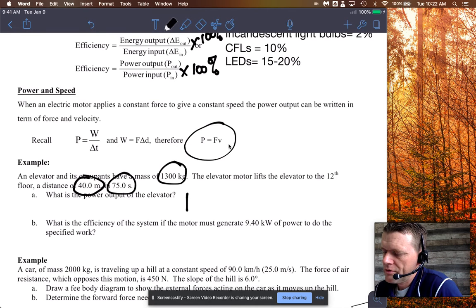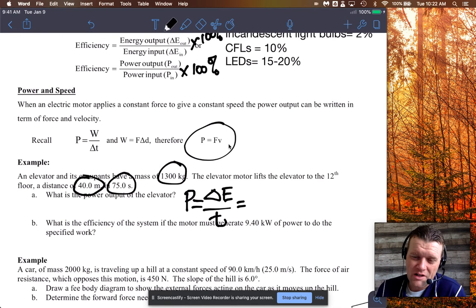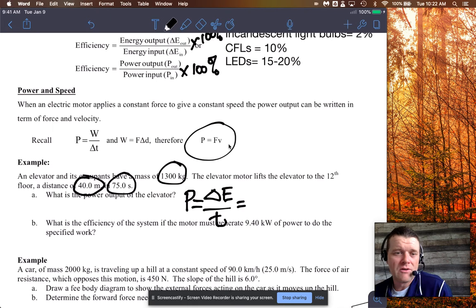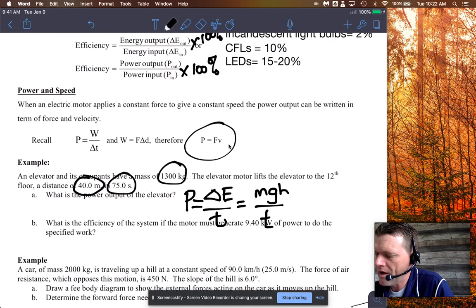Okay. So crucially, what I'm hoping you'll see is power. One way you can think of it is power is equal to the change in energy divided by the time. Definitely, when you see a question like this, does this mass experience a change in energy? Absolutely. It goes from the ground floor up to the 12th floor, and it does that in 75 seconds. That's a change in gravitational potential energy. That would be mgh divided by the time.